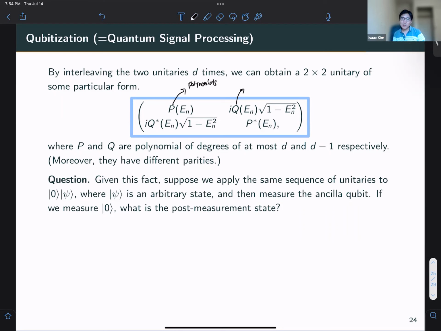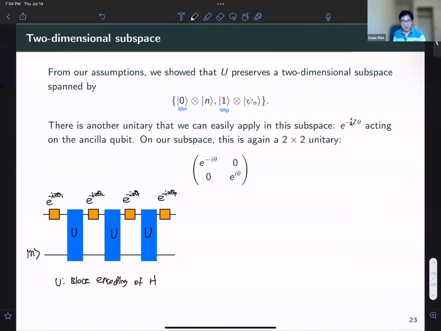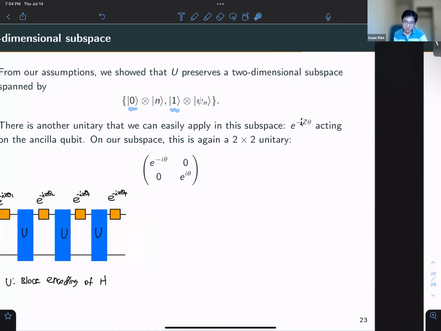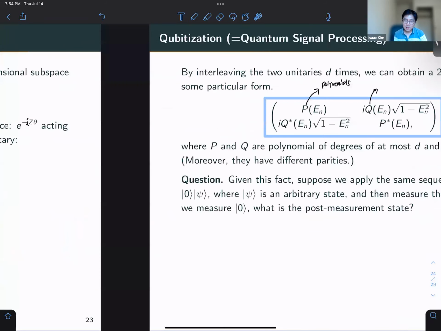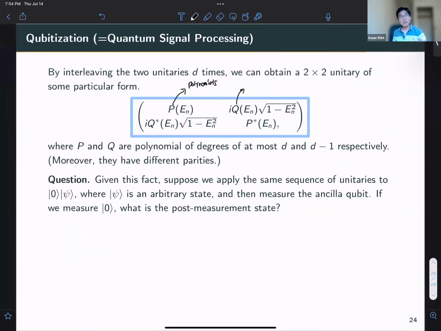So what did we do so far? What we did was the following. We considered this very simple looking sequence of operations involving a single qubit rotation and a fixed unitary, which is a block encoding of some Hamiltonian. And if your input is an eigenstate n, then we realize that on the two-dimensional subspace, this entire thing acts in the following way.